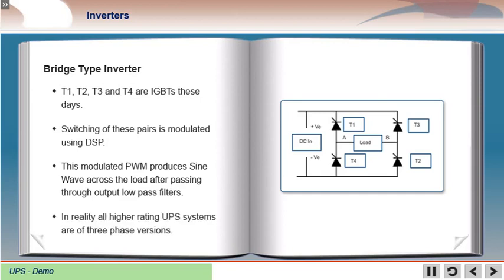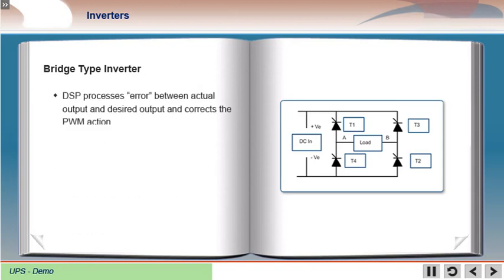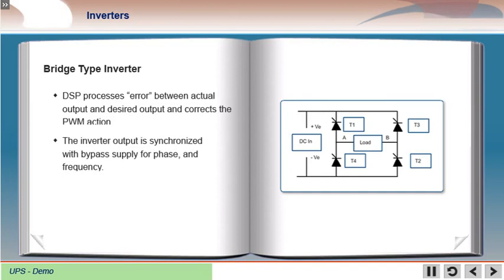In reality, all higher rating UPS systems are of three-phase versions. The DSP processes the error between actual output and desired output and corrects the PWM action. The inverter output is synchronized with the bypass supply for phase and frequency.